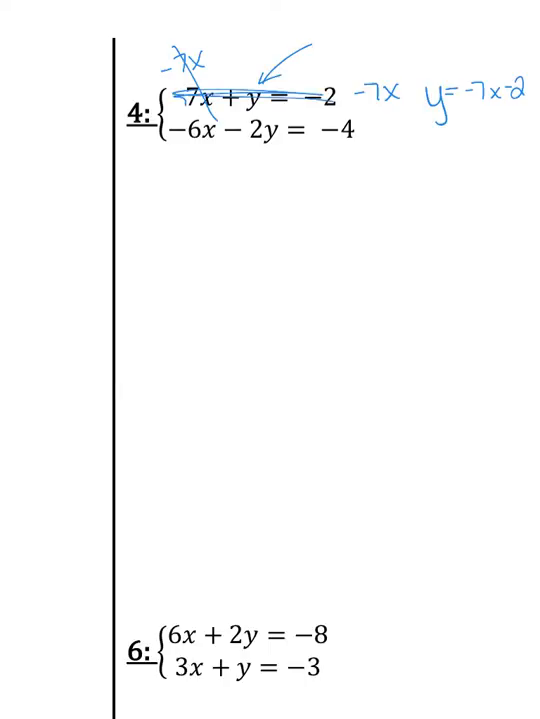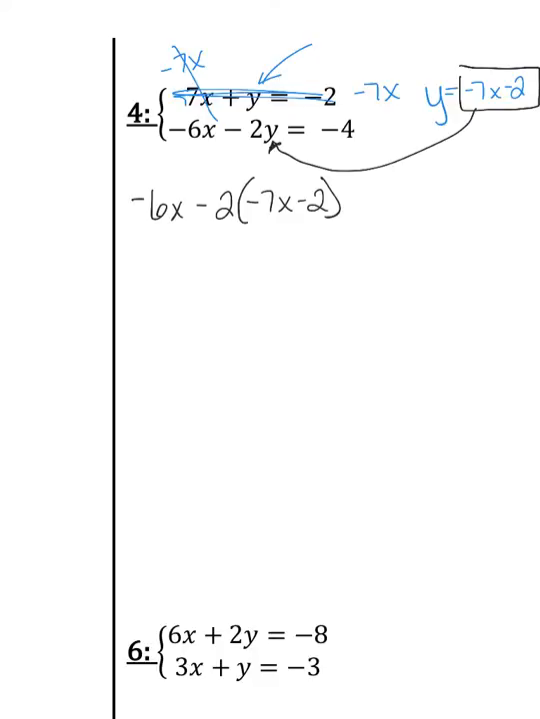And so I'm going to take my value for y, and I'm going to plug it in for the other equation's y. So I rewrite that equation as negative 6x minus 2. Now y would naturally come next, but instead I'm going to put in its value, which was negative 7x minus 2. Now I'm going to distribute a negative 2, so always be careful of your signs. That's going to change this to positive 14x and positive 4.